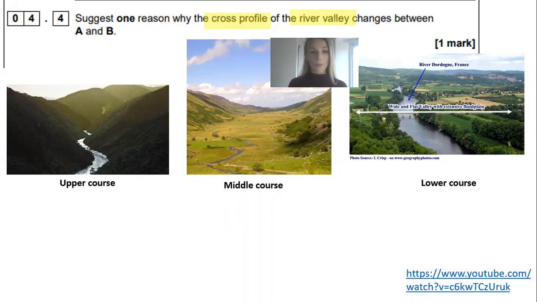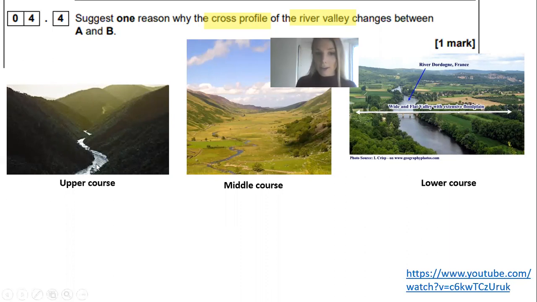Okay, so let's have a look at the upper course. The river valley in the upper course is very steep and it is very narrow. Okay, so the distance from my cursor here and my cursor here wouldn't be as large as it would be perhaps in the middle course photograph. Okay, so the valley is steep and narrow.